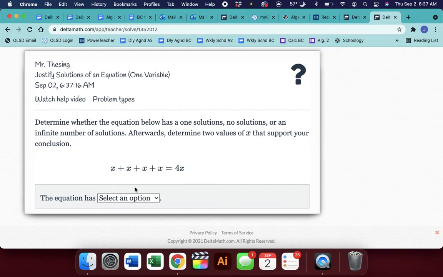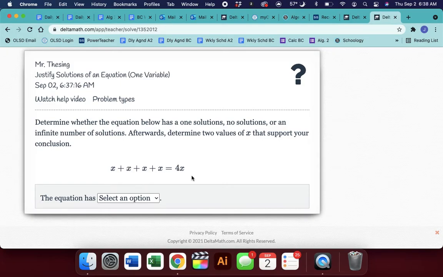But before we just go saying, hey, there's one solution, let's think about this. Let's try another number. How about 5? So 5 plus 5 plus 5 plus 5 would give you 20 over here. And on the right, 4 times 5, x is 5, would give you 20. So 5 also works. So what you'll notice here is that on the left, if you just add these up, you have 4x, right?